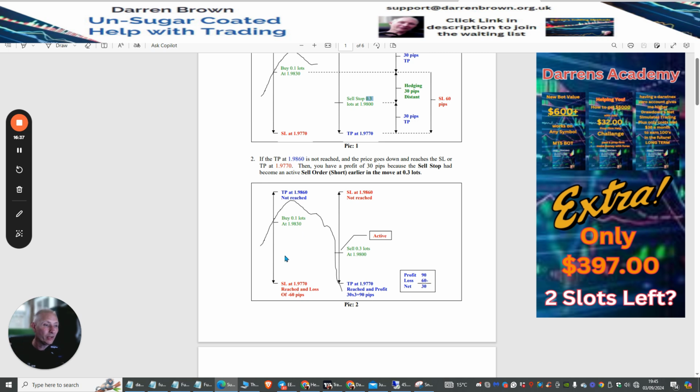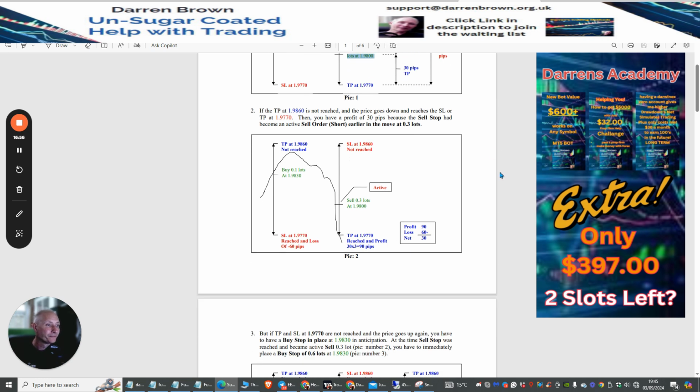All right, so if you go up and it doesn't hit your trigger, then it doesn't matter, you can just cancel that. So if it's gone all the way up somewhere here and it's found its new support and resistance and it's bouncing backwards and forwards, you would just cancel this trade that you've got set up at 1.9800, because there's no point to run it.